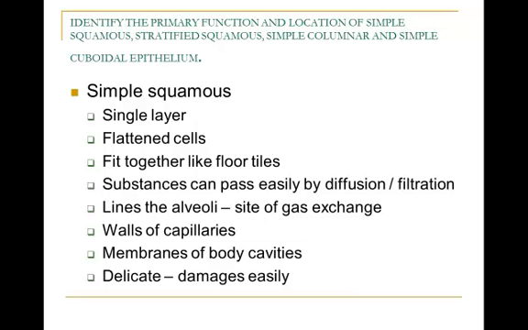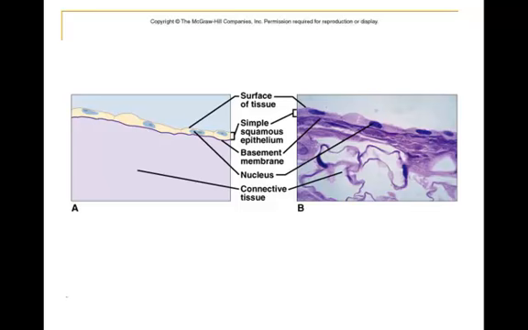So simple squamous is one layer of flattened cells, so they all fit together like floor tiles, and we find these in areas where we need lots of diffusion, like gas exchange in our lungs, or where our capillaries are trying to feed our cells. They are the membranes of body cavities, and they damage quite easily. So again, just there we are, okay, right there.